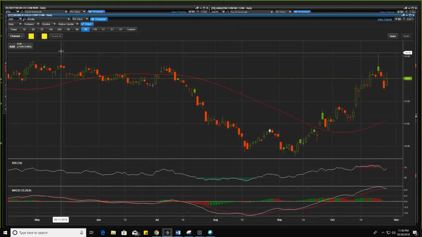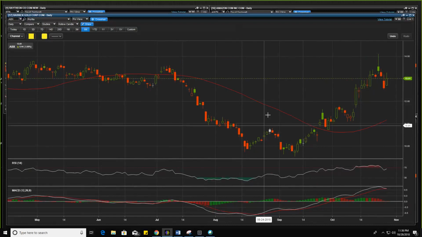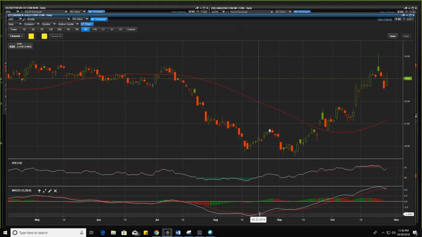Now we could use the RSI and MACD. And that's another thing I could talk to you guys about: the crossover of MACD. Once the white crosses above the red, that's considered a buy signal. So right here you could have got a buy signal at 10.26 a share. And then you could use the RSI. See how the white did not cross below the red?